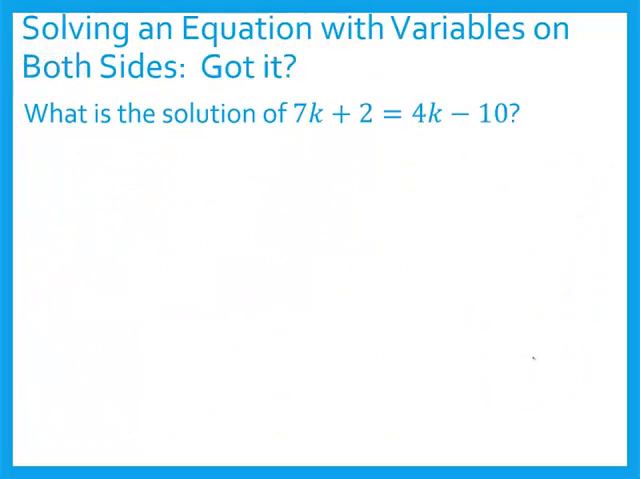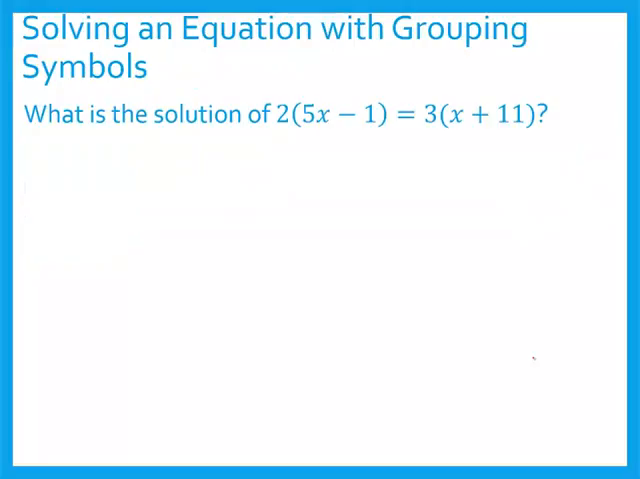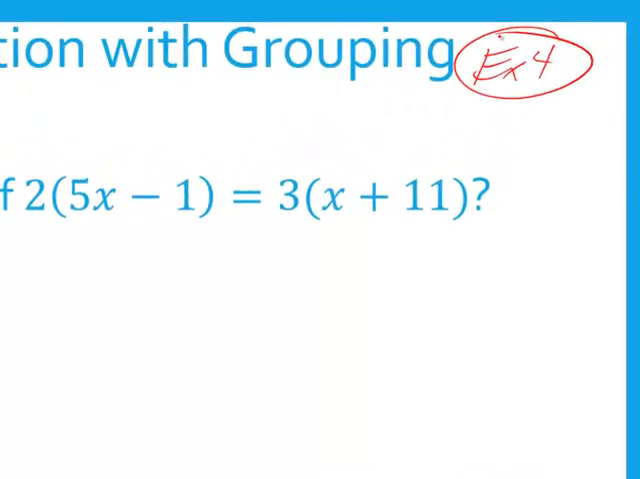Where are we at? Let's see, 1, 2, 3, 4. Okay, so this will be example 4. So here we go. We have, what is the solution of 2 times 5x minus 1 equals 3 times x plus 11?